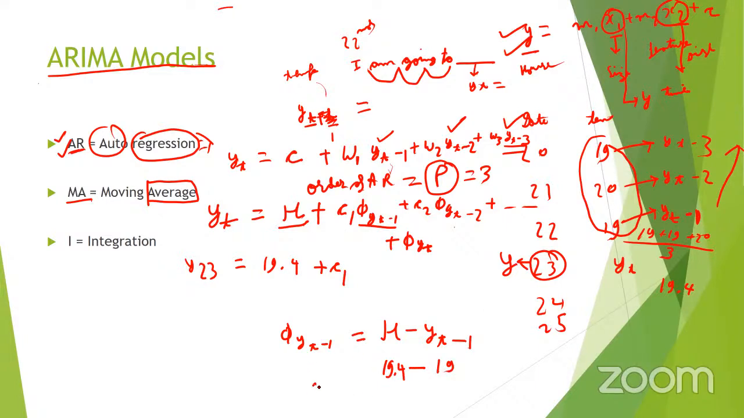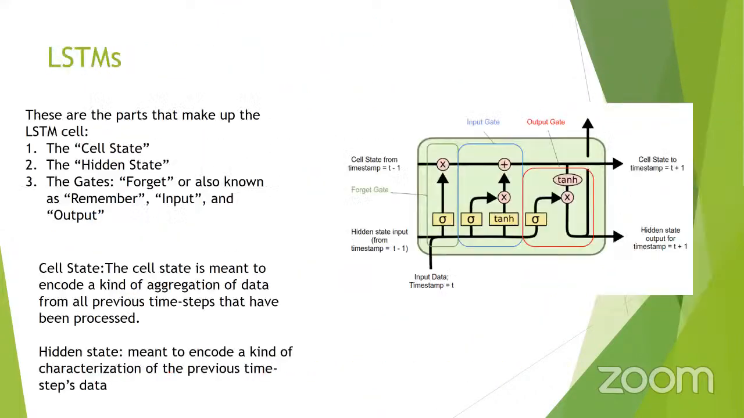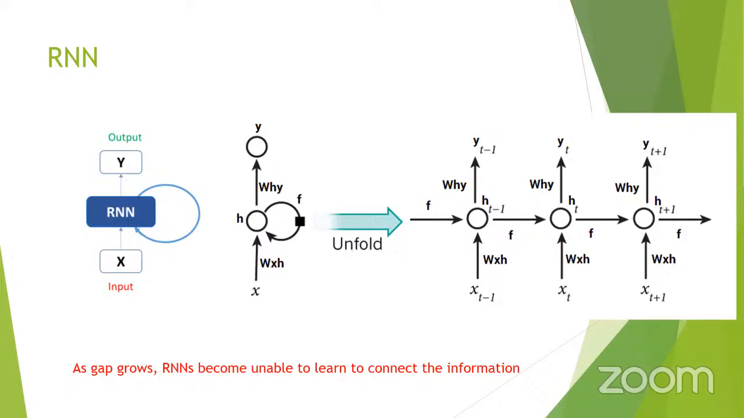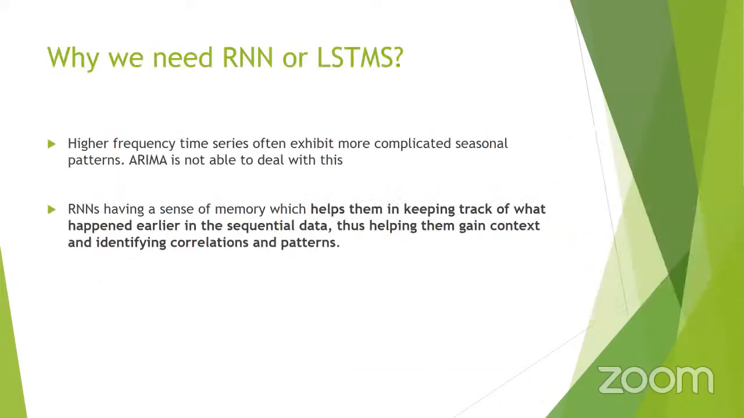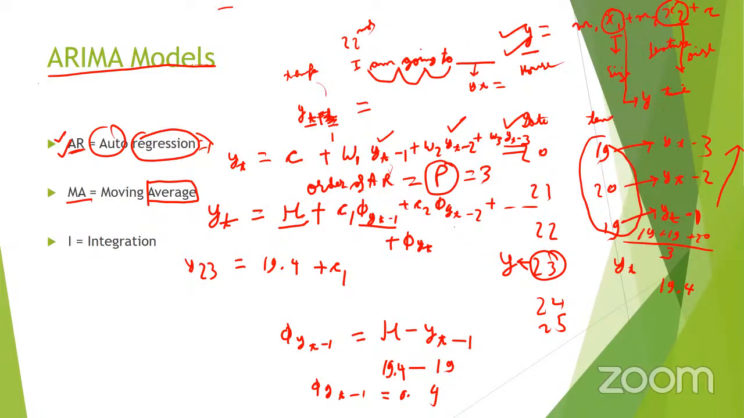So this psi yt minus 1 is basically equal to 0.4 itself, right? So here 0.4 will come.